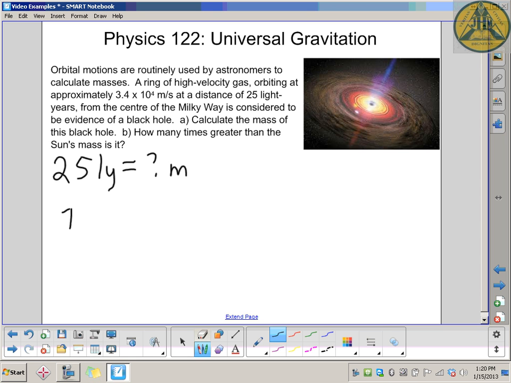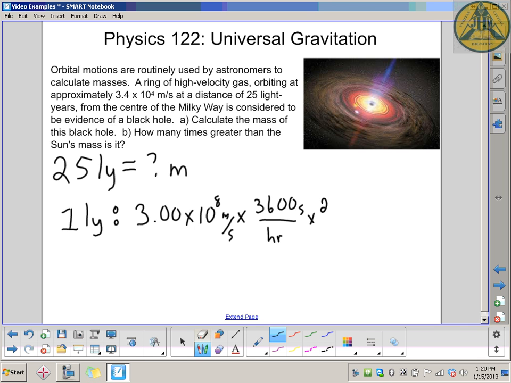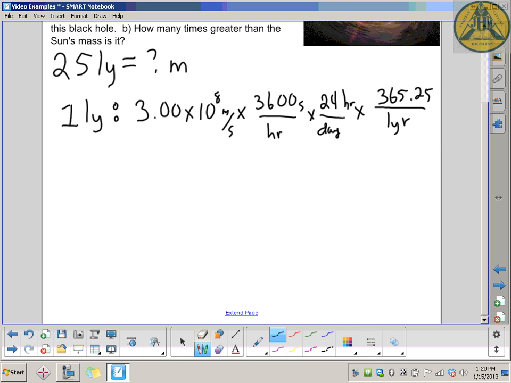So 1 light year is the distance light travels in 1 year. Well, light travels 3 times 10 to the 8 meters per second, times 3,600 seconds in 1 hour, times 24 hours in a day. And we'll be a little bit more precise: there's 365.25 days in 1 year. So let's crunch that through. 1 light year is 3 times 10 to the 8 times 3,600 times 24 times 365.25, which is 9.47 times 10 to the 15 meters.